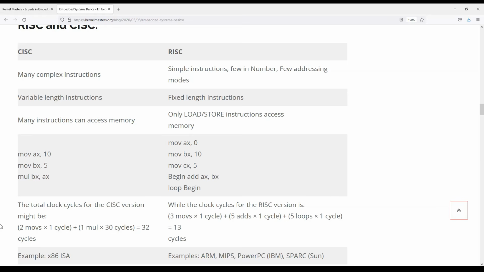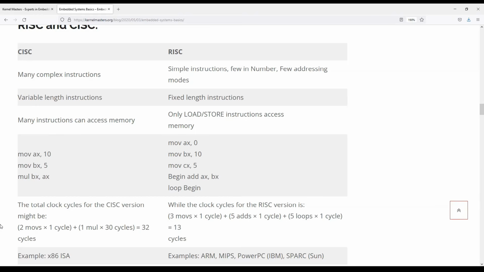So the two MOV instructions take one cycle each. But the MUL instruction, how many cycles does it take? 30. Overall, how many cycles were taken? 32 cycles only. You understood?